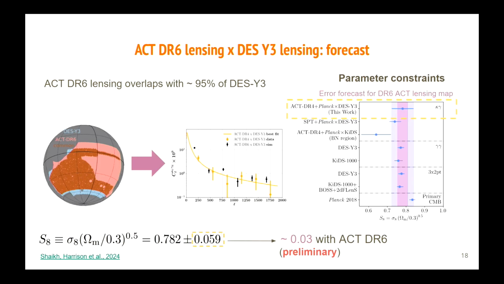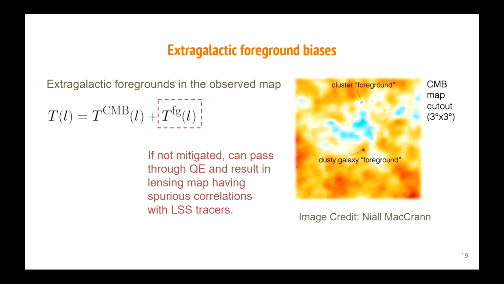So next we are currently analyzing the ACT DR6 lensing map, which overlaps with most of the survey, and we expect to have at least a twofold increase in constraining power based on this. That constraining power is overlaid here in comparison to existing constraints. Okay, in a couple of minutes, I will talk about the systematics.